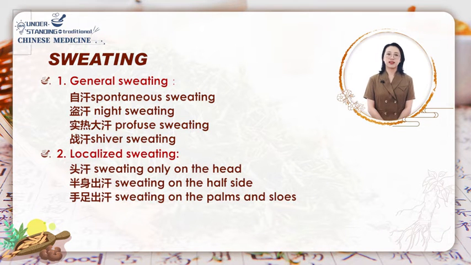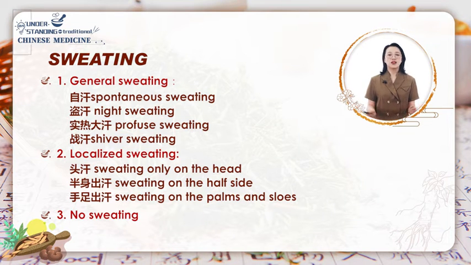The localized sweating, like the sweating only on the head or sweating on the half side, which can commonly be found in hemiplegia patients, and the sweating at the palms and soles, which indicates a case of heat or dampness in the spleen and stomach. And the last one, no sweating, normally due to the yin fluid deficiency or yang qi deficiency in chronic situations. Sometimes, lack of sweating in some parts of the body can be seen in the condition of stroke, paralysis. So those are the top two askings: cold and heat, sweating.